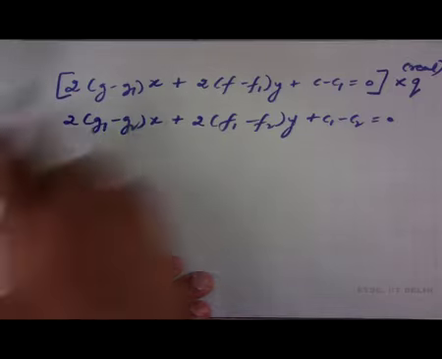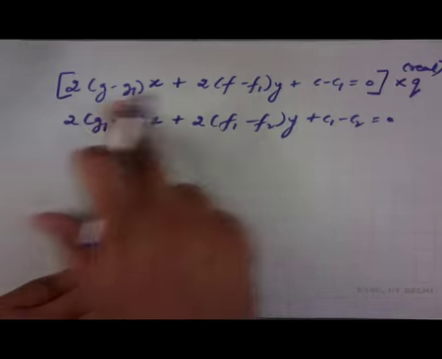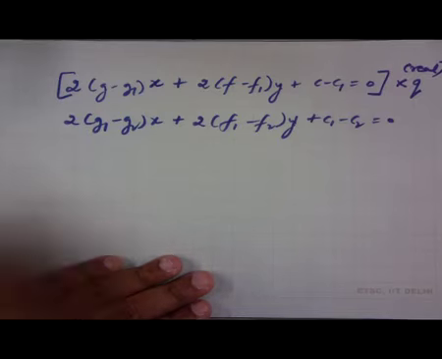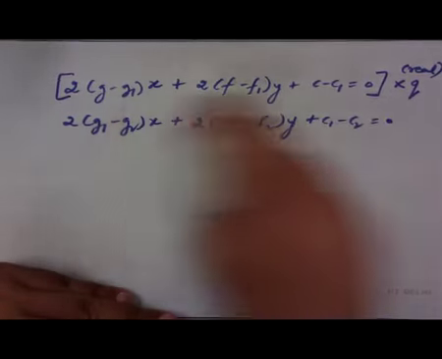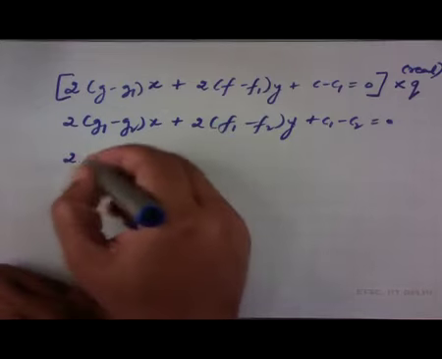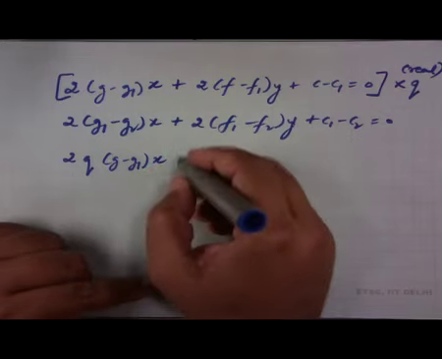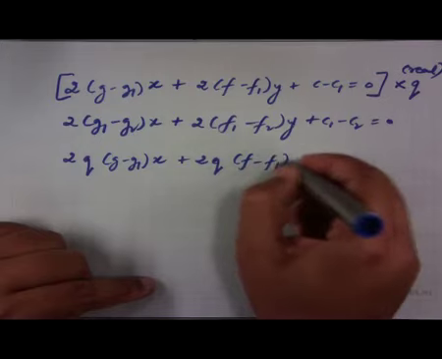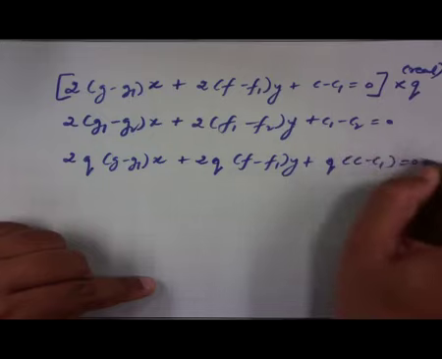So, since they are the same equation, there must exist some real number q, such that if we multiply this first equation by that q, we must exactly get the second equation, because they are nothing but the same straight line. And therefore, what must hold is that after we multiply this first equation by q, we get 2q(g minus g1) into x plus 2q(f minus f1) into y plus q into (c minus c1) equals 0.